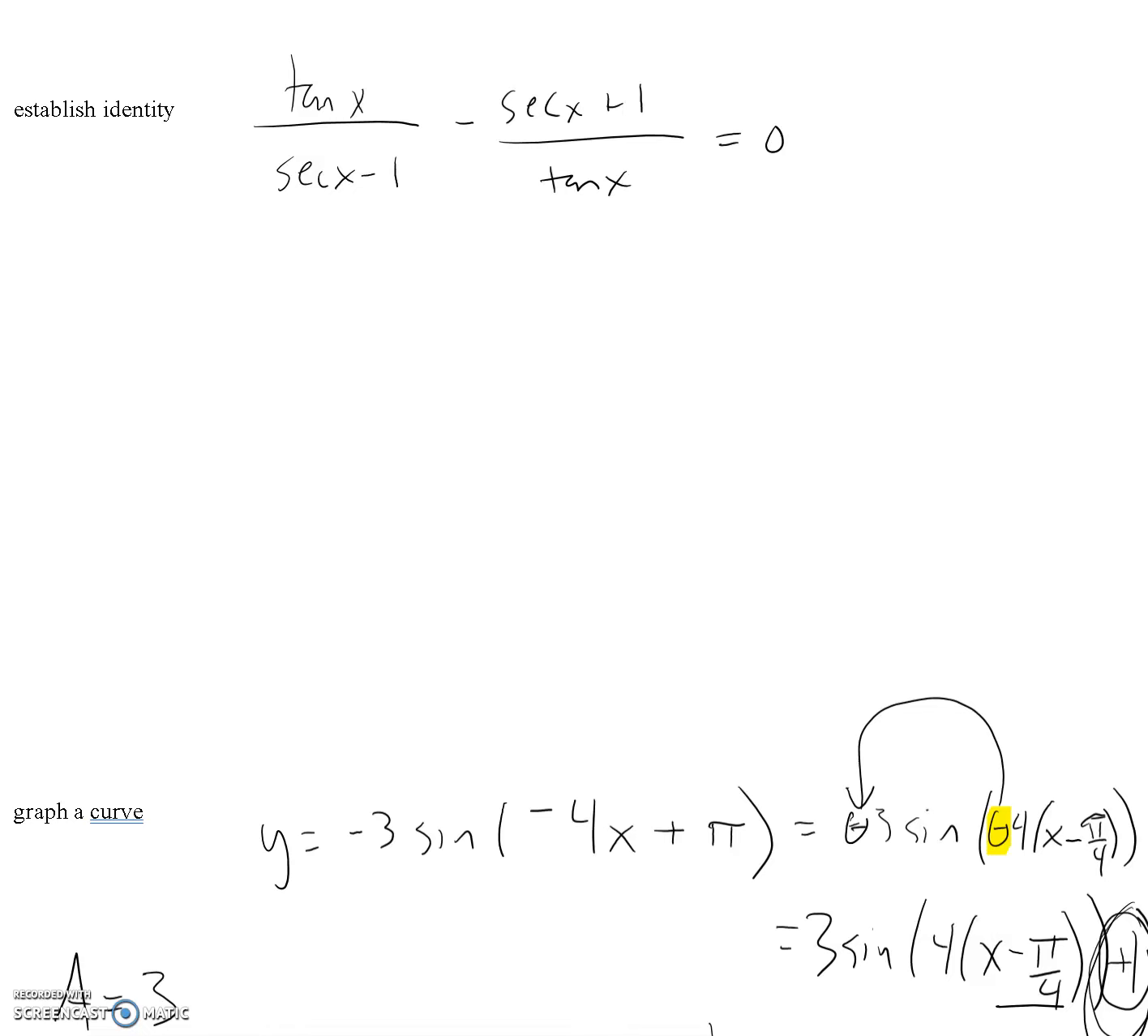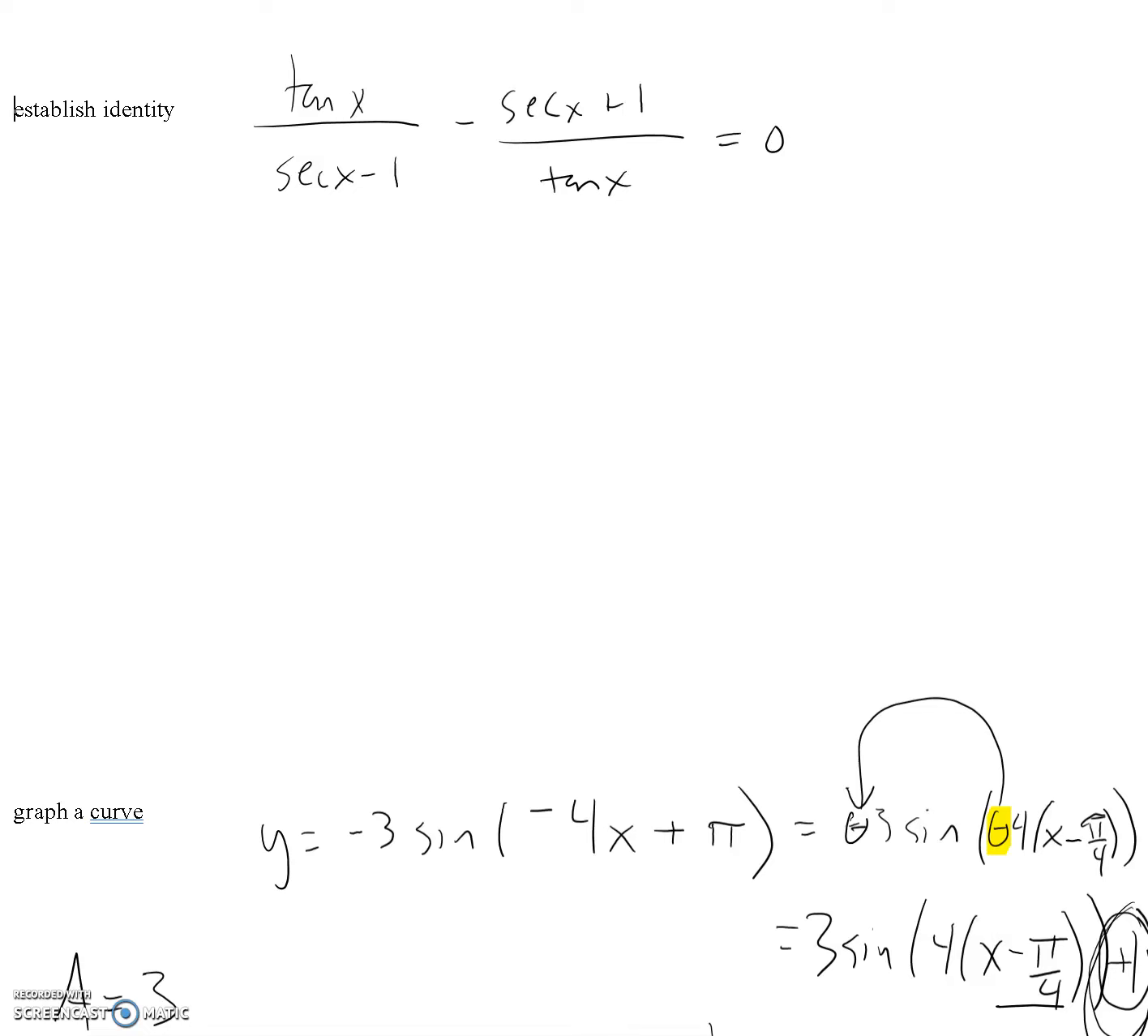Okay, establish the identity: tangent x over secant x minus 1, minus secant x plus 1 over tangent x, is 0. Okay, we've got a couple options here. Two things come to mind that we've done a lot. Change everything to sine and cosine, which I could do. Or I also have two fractions I have to subtract. I could also do that by finding the LCD.